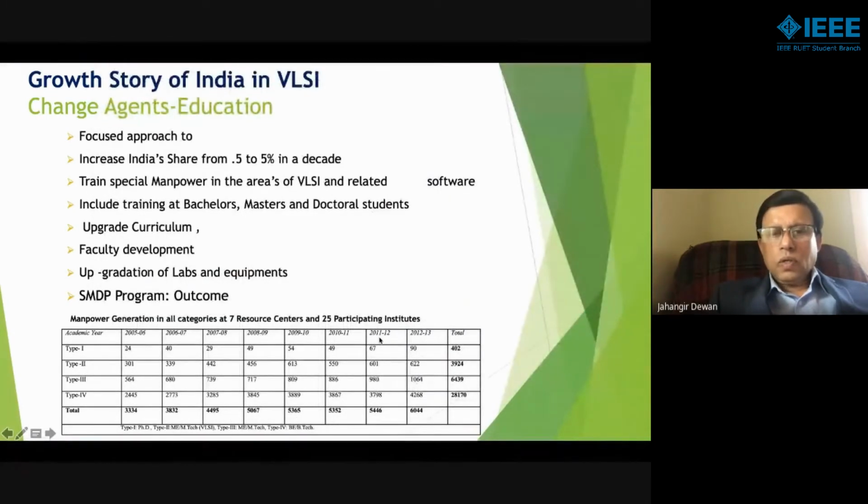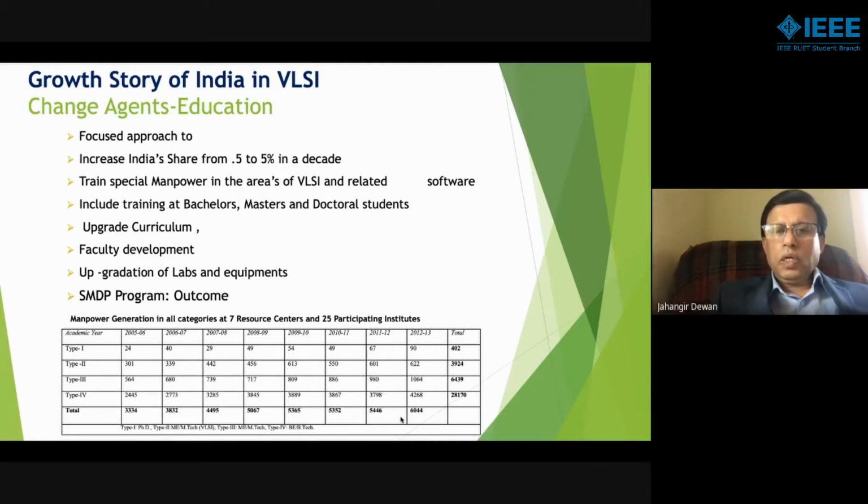So here is the data I have. In the first 5-6 years, they produced a number of graduates in, for example, type 1, type 2, type 3. Type 1 is the PhD program in electronics and VLSI, and type 2 and type 3 are mainly the master's program, MTech in electronics and VLSI, and the bachelor degree program. Every year they are producing a number of graduates. You can see the sums, 3,000 to start with.